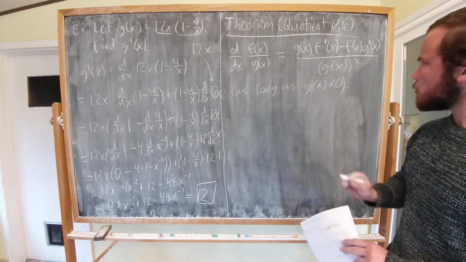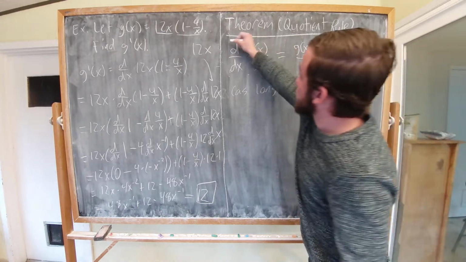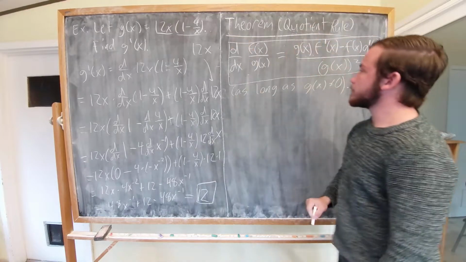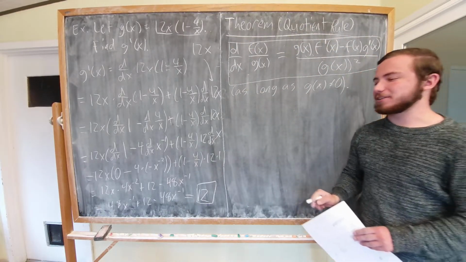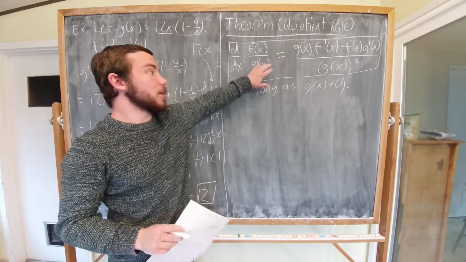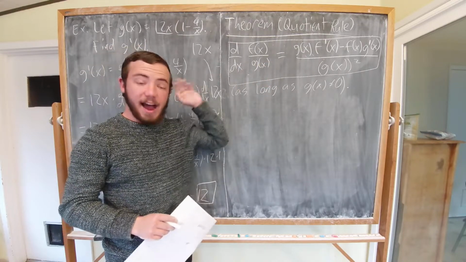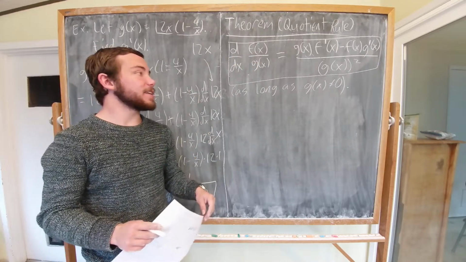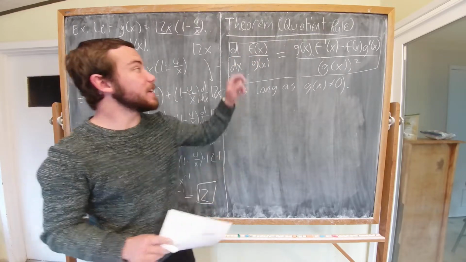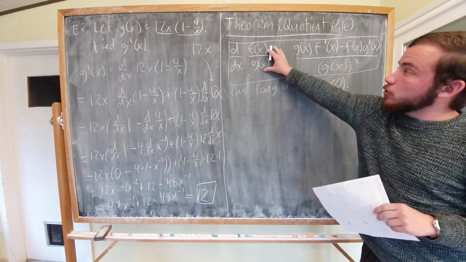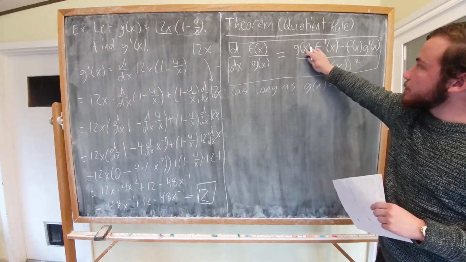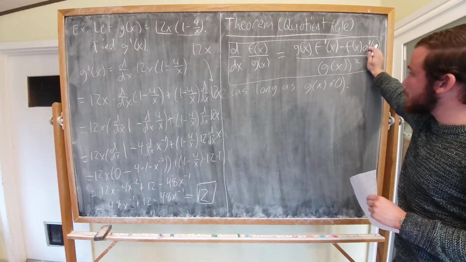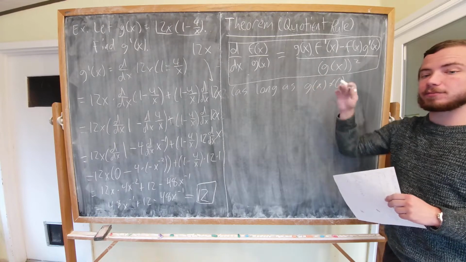So yeah, the quotient rule is probably one of the ones that students have the hardest time remembering. So I highly recommend you look at this, stare at it, repeat it to yourself until the sun goes down. It is the derivative of a quotient, f of x over g of x: bottom times derivative of the top, minus top times the derivative of the bottom, all over the bottom squared.